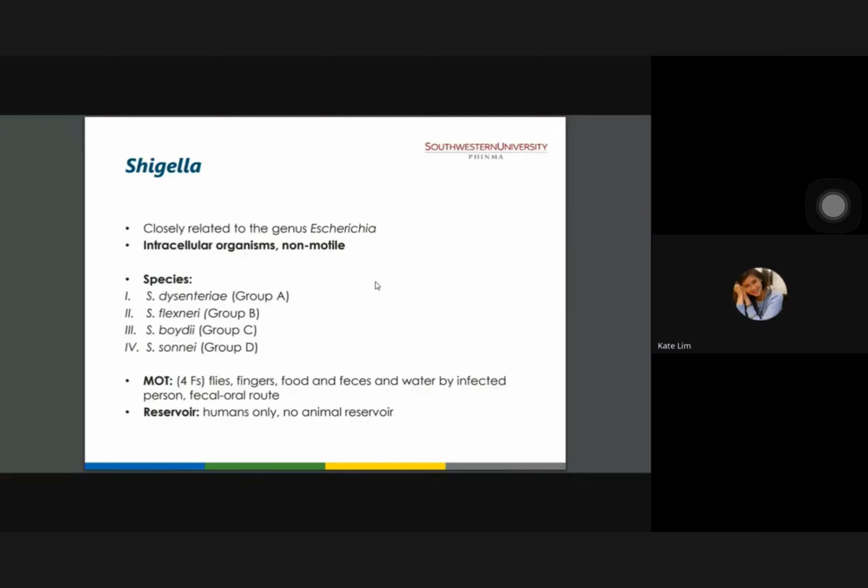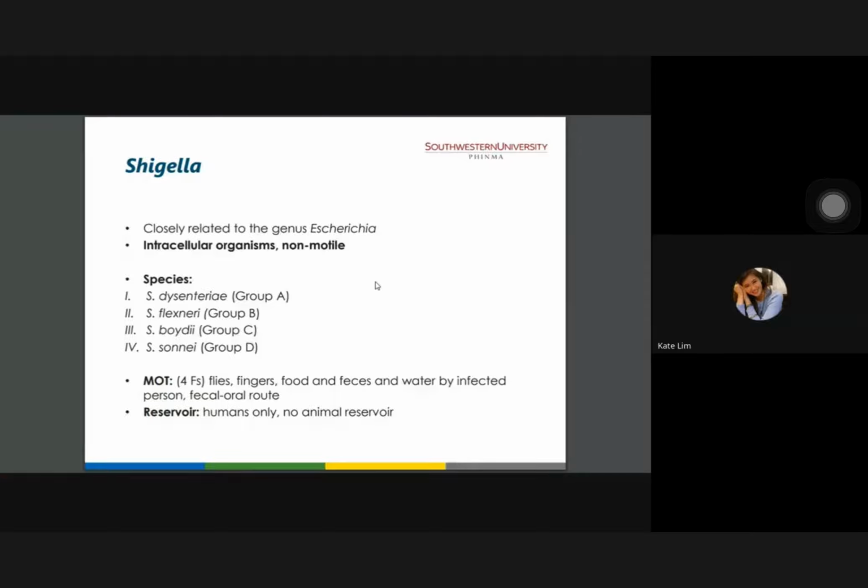If you remember, Shigella is one of those non-motile bacteria under Enterobacteriaceae. What are the three bacteria that are classified as non-motile in Enterobacteriaceae? Those are your SKY. S stands for Shigella, K stands for Klebsiella, and Y stands for Yersinia.